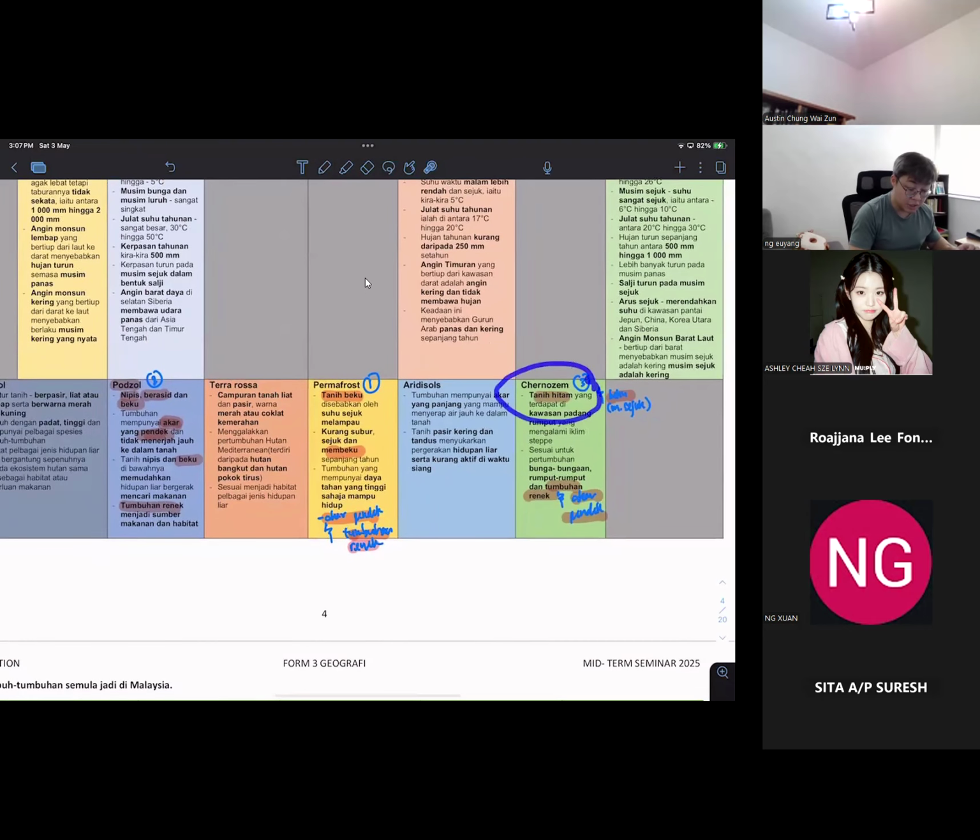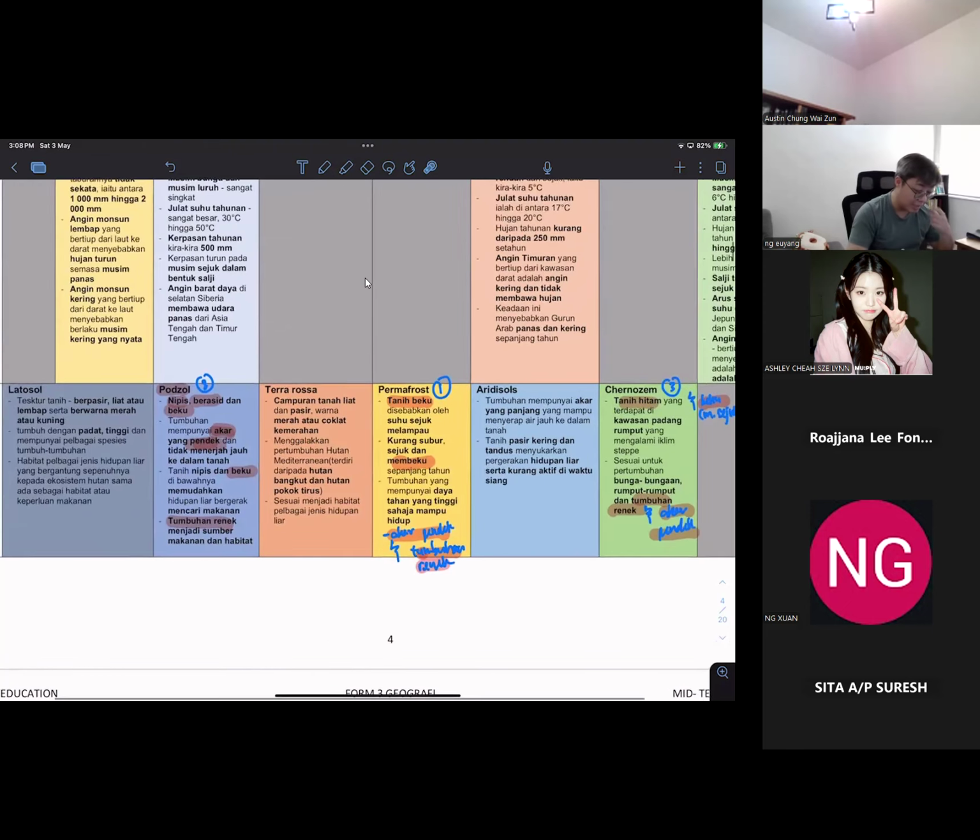Quite similar composition to tanah Chernozem yang hitam, but they are going to have suhu yang sederhana panas. So sederhana panas, they are going to allow the bacteria to start activating back. So they are slowly turning this tanah hitam yang acid into brown color and then the red color. So which is your tanah?